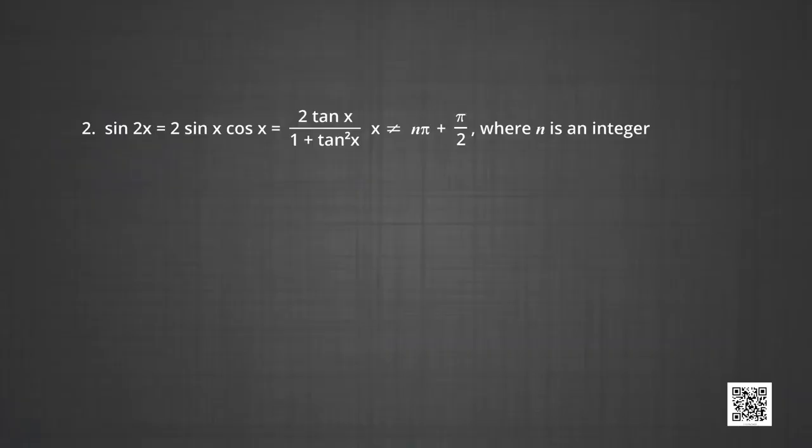Now, we will see the different formulae for sin 2x. Sin 2x can be expressed as 2 sin x cos x and can also be expressed as 2 tan x upon 1 plus tan square x, when x is not equal to n pi plus pi by 2, where n is an integer. We start with the formula which we have already done.